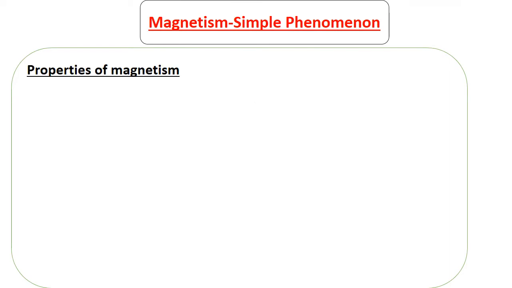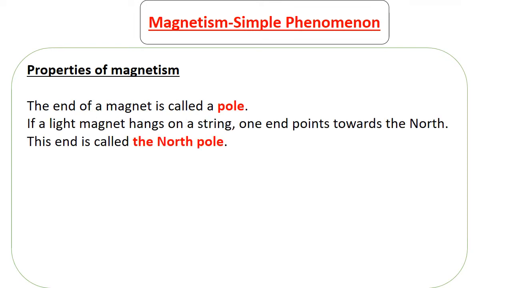So we're going to start with properties of magnetism. We all know what magnets are, which are just materials that are able to attract certain materials. The first property of magnetism is the end of a magnet is called a pole. So this is one fact about magnets. Each of the ends of the magnets are called poles.